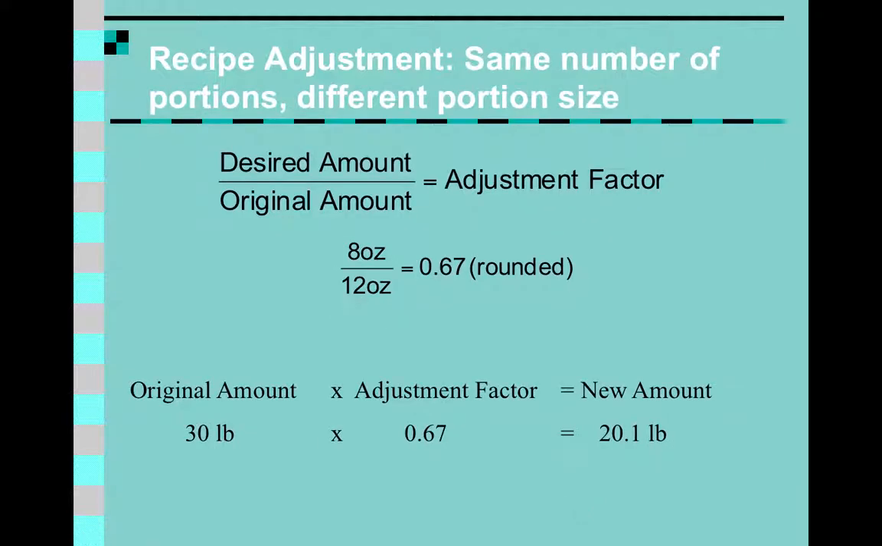Sometimes you have to adjust for the same number of portions but a different portion size. Say this is the wedding and we had planned on 8 ounces per serving, but the bride and groom wanted 12-ounce servings. We need to come up with an adjustment factor for that. We would take our desired amount of 8 ounces divided by our original amount of 12 ounces, and we have 0.67. I'm sorry, this is the other way around. We're making the portions smaller. So if our original amount was 30 pounds, we would multiply it by our adjustment factor of 0.67, and now we know we just need to buy 20 pounds of meat instead of 30.